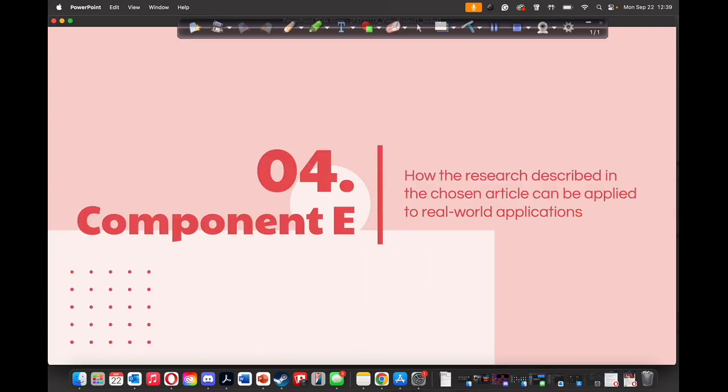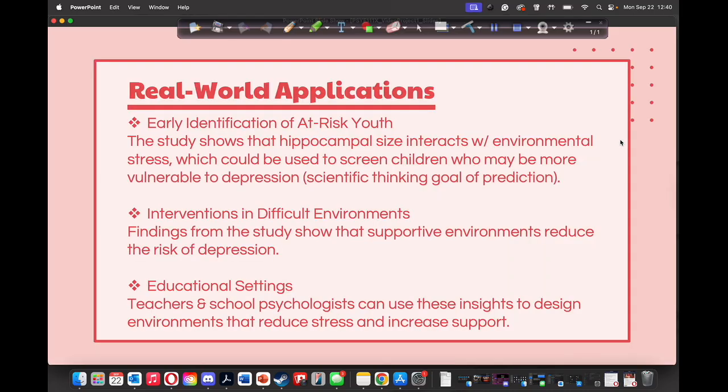And last but not least, how the research described in the chosen article can be applied to real world applications. So, first of all, early identification of at risk youth. Of course, the study shows that the hippocampal size interacts with environmental stress, which could be used to screen children who may be more vulnerable to depression. This is based on the lecture notes scientific thinking goal of prediction.